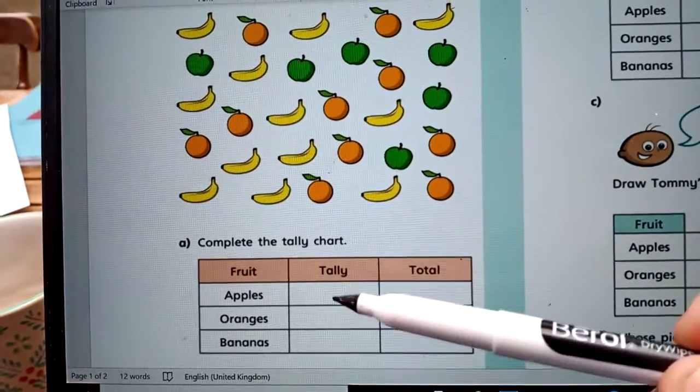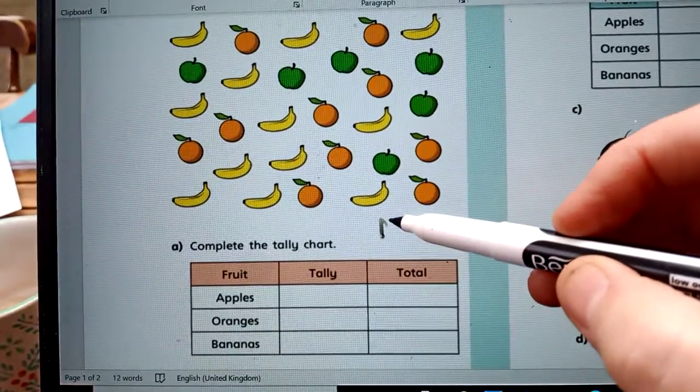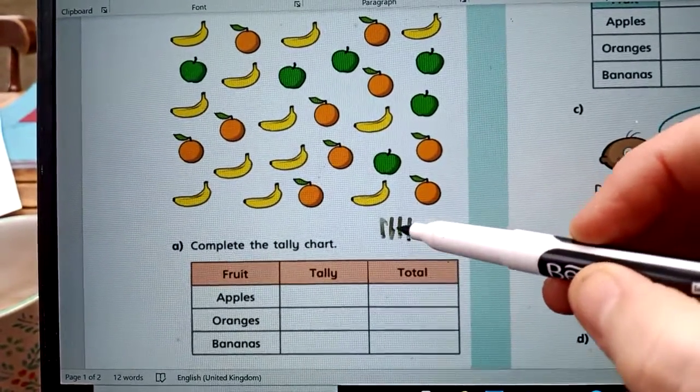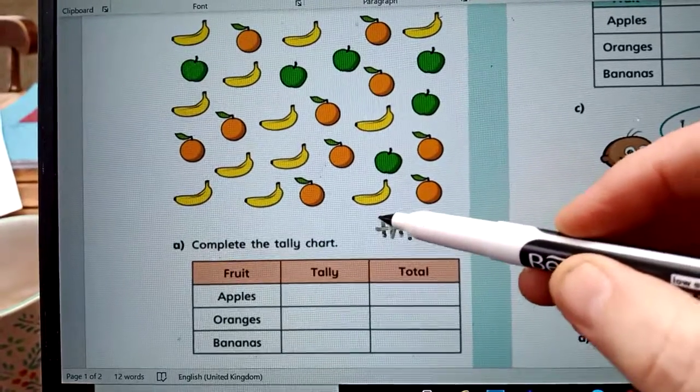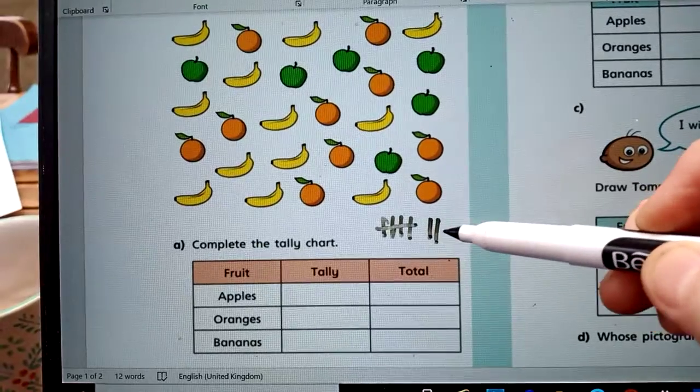I'm looking at making a tally chart, and you know that tally charts count in this way. They go 1, 2, 3, 4, and then shut the gate, 5. So that bundle equals 5. So if I was writing 6, it would be that. If I was writing 7, it would be that.